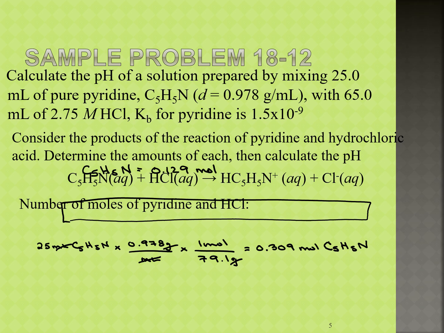All right, next, we are going to do the same thing with our HCl. In this case, we have volume and molarity. And so I've got my 0.0650 liters times 2.75 moles per liter, and we end up with 0.180 moles of HCl.